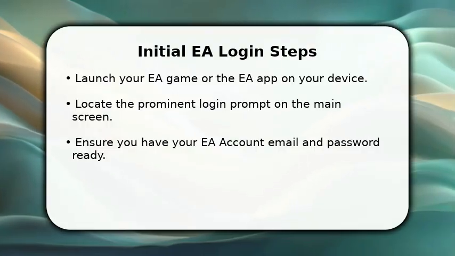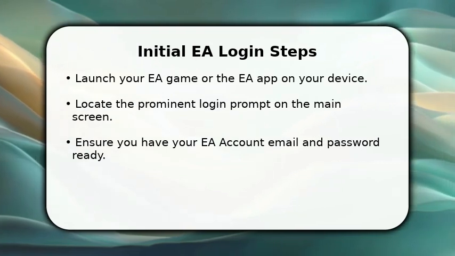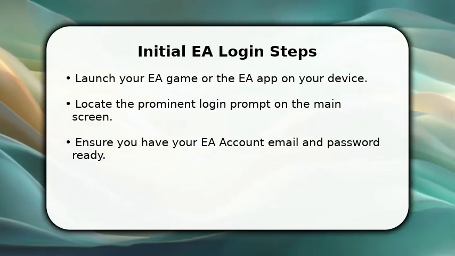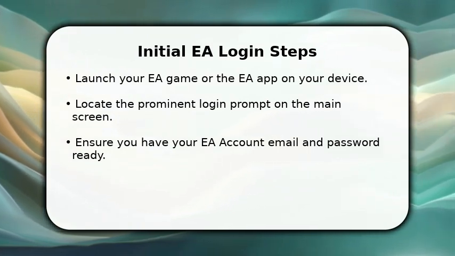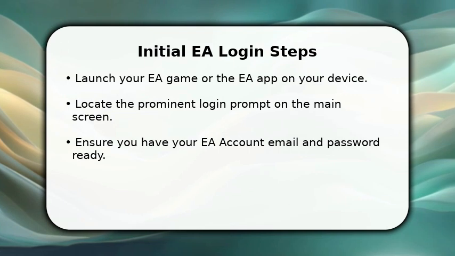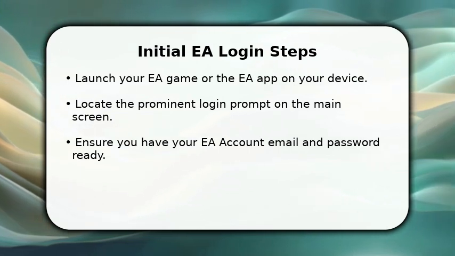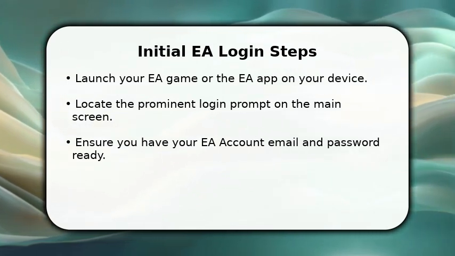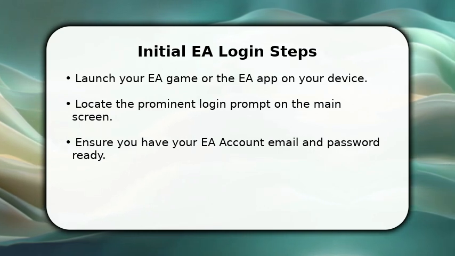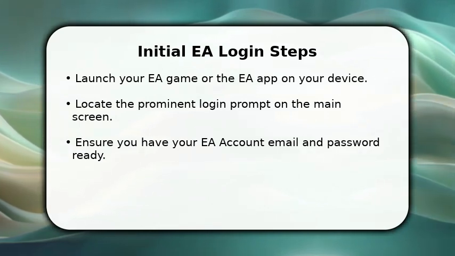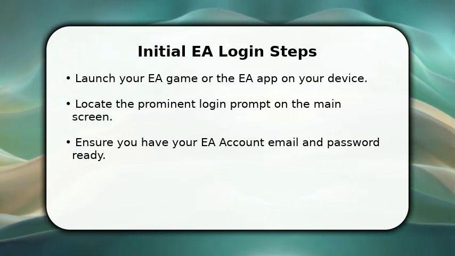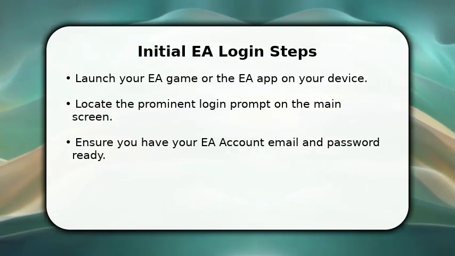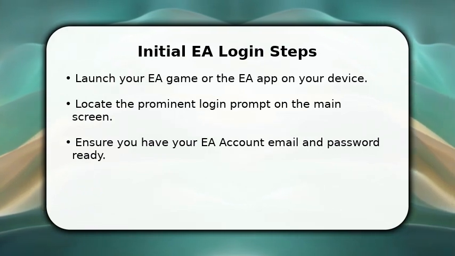In this video, I will explain how to log into EA Sports. First, you will need to launch your EA game or the EA app on your preferred gaming platform. Once the application loads, look for the clear login prompt, usually found on the main menu or startup screen. Have your EA account email address and password readily available to ensure a smooth and quick login process. This initial step is crucial for accessing all game features.